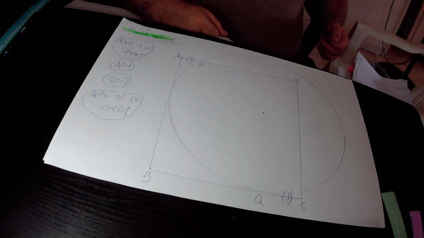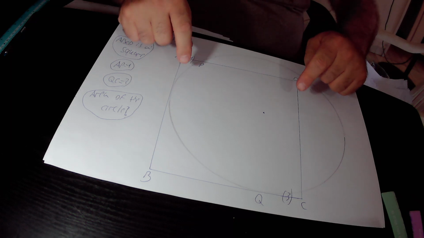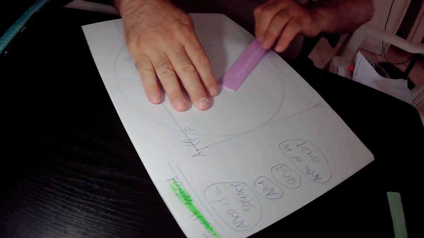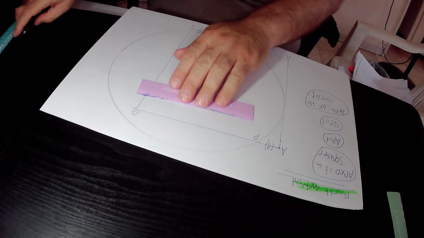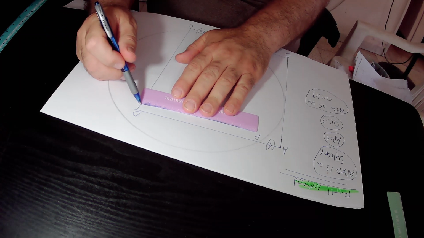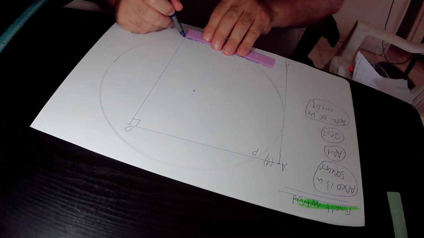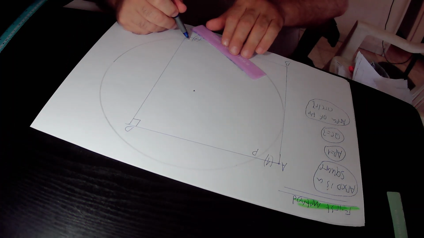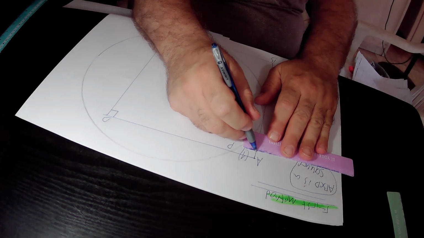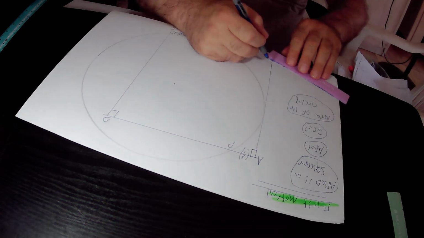First of all, the angles inside this square ABCD are right angles. So those 4 angles are all right angles. So this is a right angle. This is also a right angle. This is a right angle. And finally, this is a right angle.